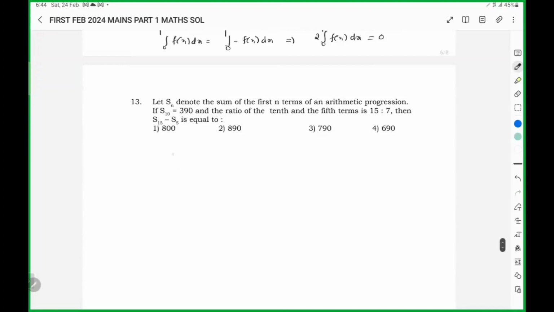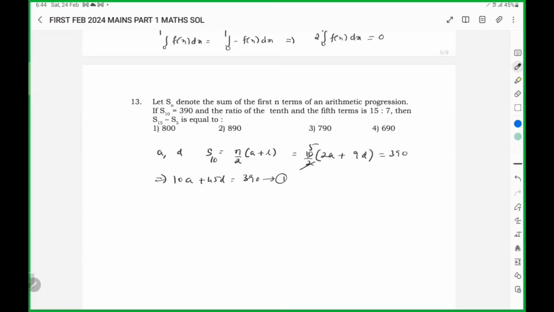Sn denotes the sum of first n terms of an arithmetic progression. Let a be the first term, d be the common difference. S10 will be, so Sn is this, 10 by 2 into 2a plus 10 minus 1 into d, which is equal to 390. So here it is 10a plus 45d is 390.